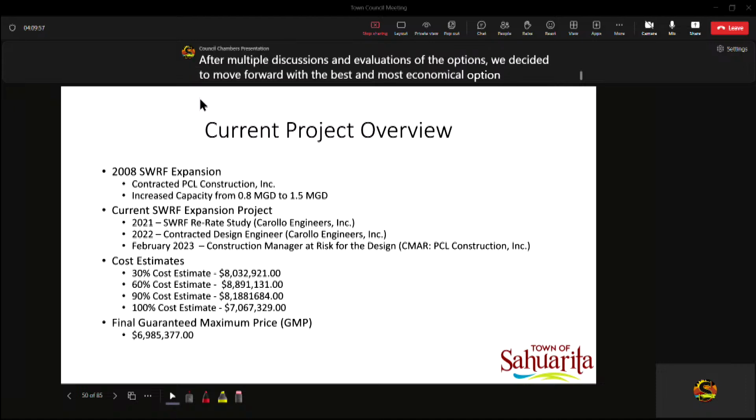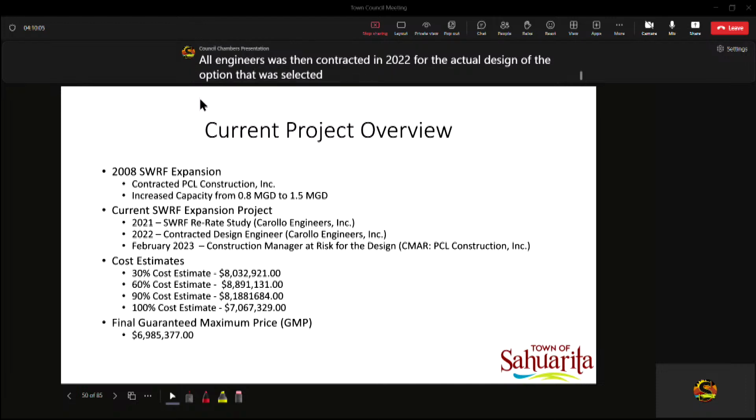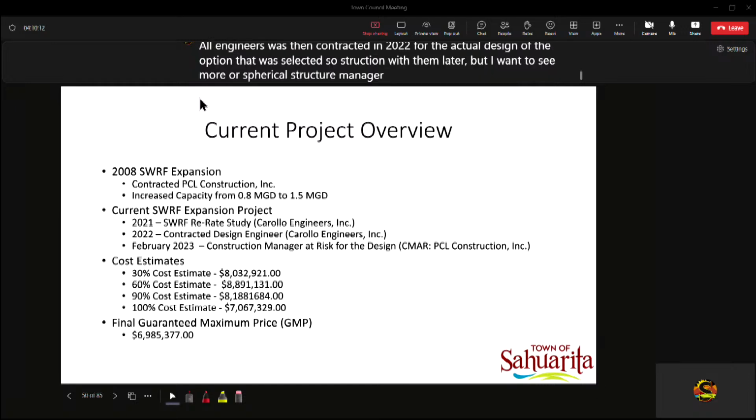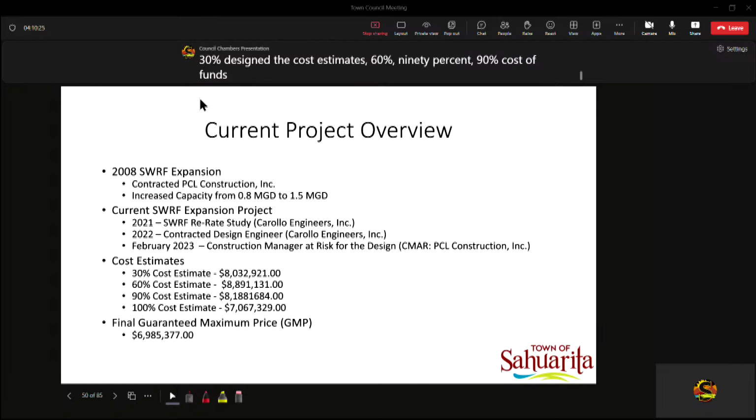Carollo Engineers was then contracted in 2022 for the actual design of the option that was selected. PCL Construction was then later brought on through the CMR, or Construction Manager at Risk, process to help out with the design. During the design process, 30%, 60%, 90%, and 100% plant design and cost estimates were submitted to the town.